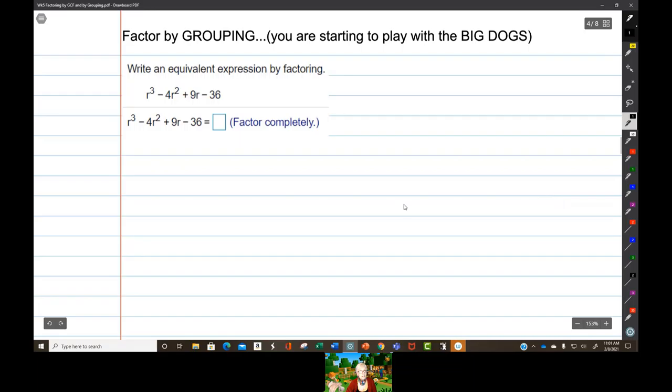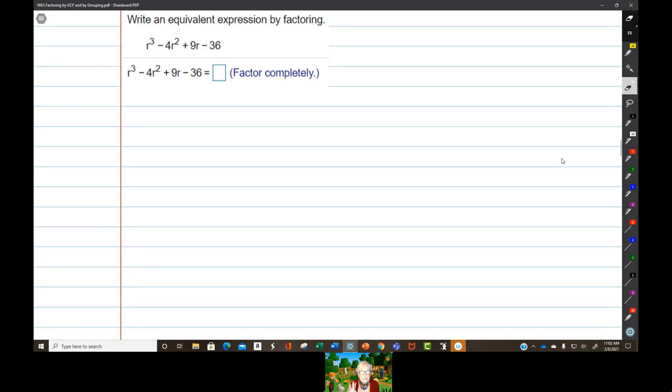Now, whenever you see a 4-term polynomial, the odds are in favor of the instructions saying factor. And there's a certain method, factor by grouping. You are starting to play with the big dogs. This is more complicated than just plain old factoring, but if you follow the steps, follow the rules, it'll be okay.